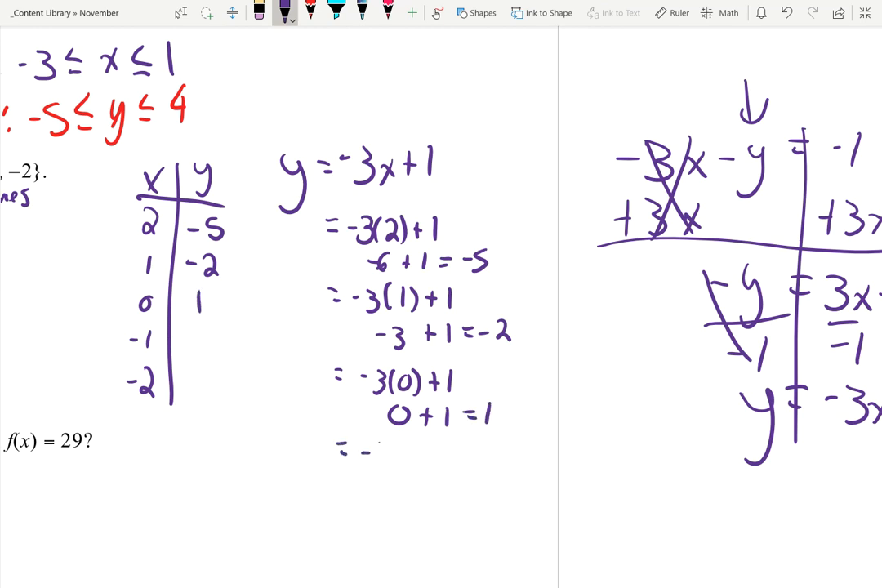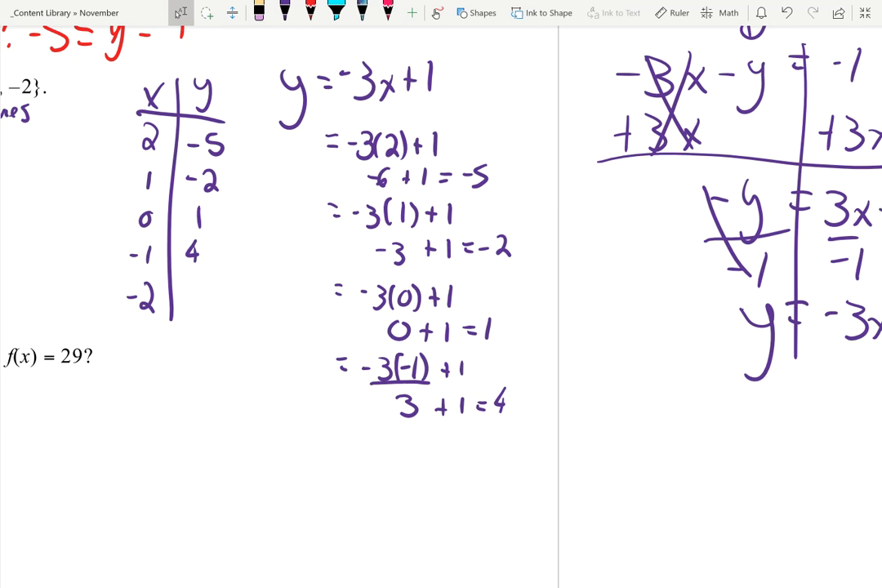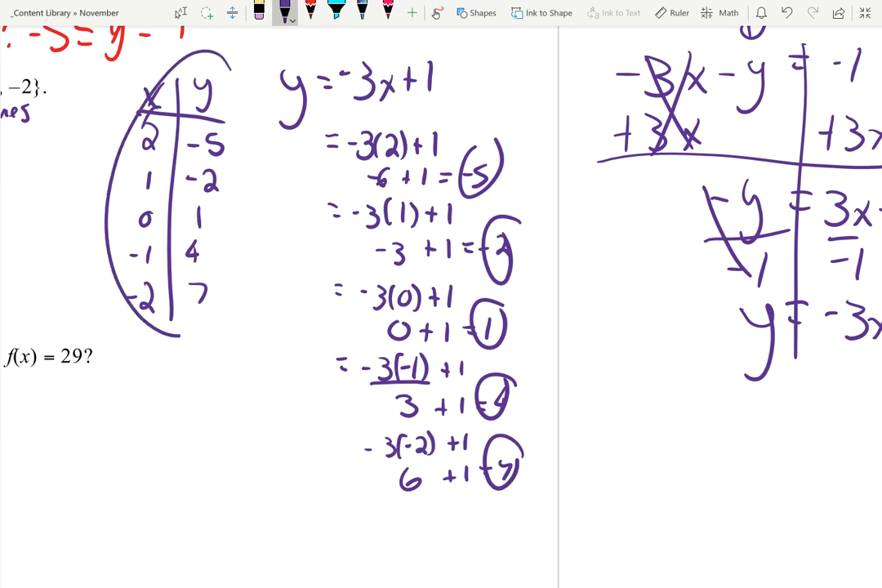And then if you plug in negative 1, it's negative 3 times negative 1 plus 1, which is positive 3 plus 1, which makes it 4. So be careful. Double negatives there make it positive. And negative 3 times negative 2 plus 1, that's going to be a positive 6 plus 1, which makes it 7. So again, I had my function, and all I did was plug these x values into that function. So I got all of these outputs, and now I'm ready to just graph these points.